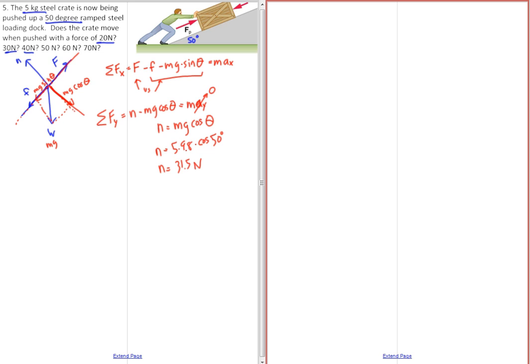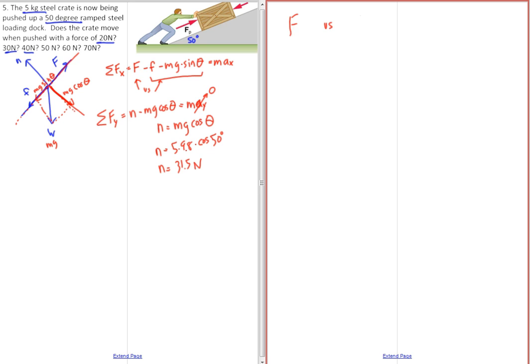So what's different about this problem from the last problem is that here our normal force doesn't depend on how hard we're pushing it, because we're pushing it along the x-axis. So that normal force is going to be 31.5 no matter where we are on the ramp, no matter how hard we are pushing this, assuming we're pushing it along the ramp entirely. Normal force is always 31.5, which is actually a significant time saver in this case.